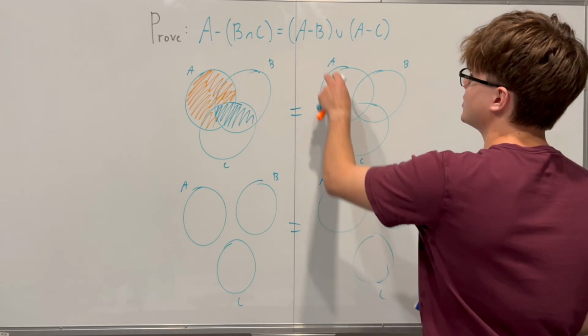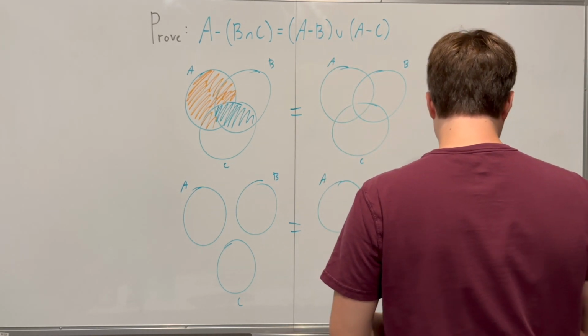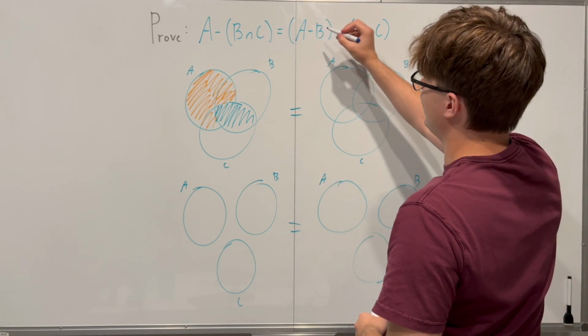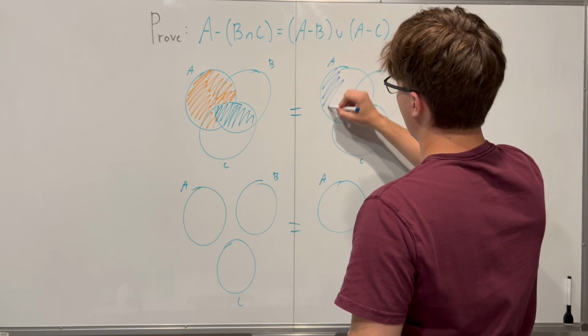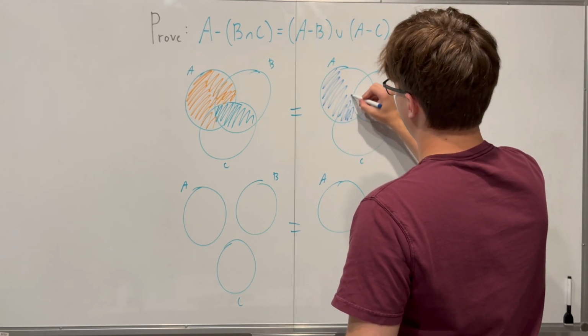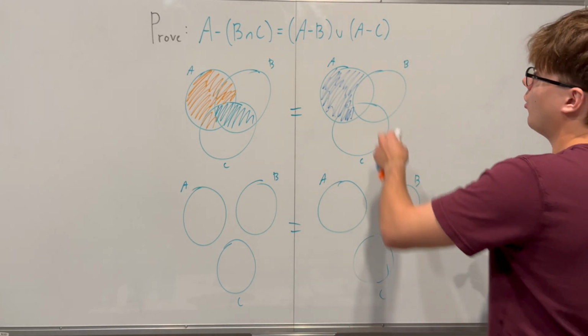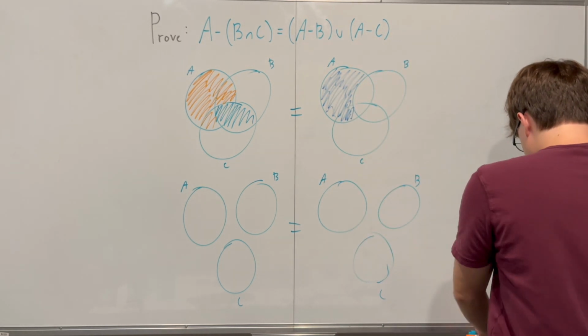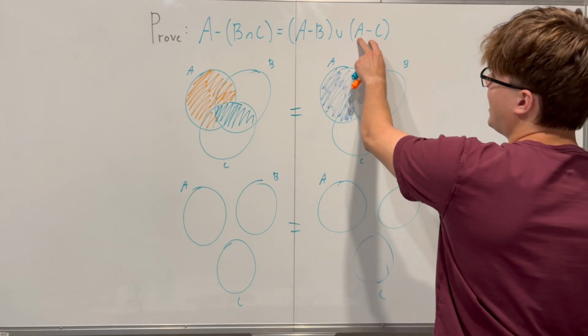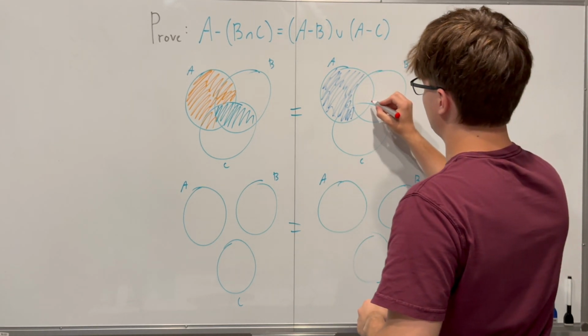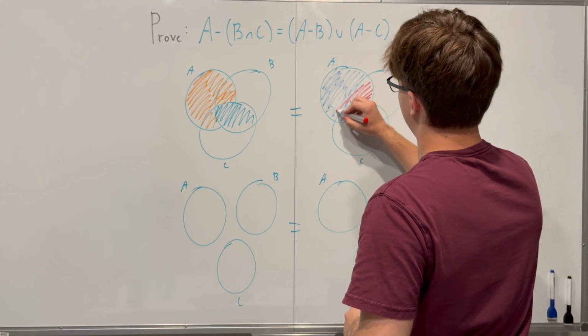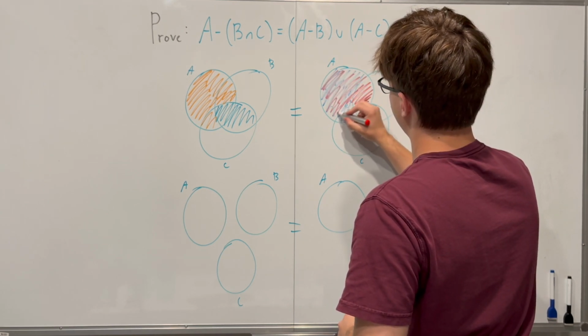If we take our sets A minus B, what is that going to be? Well, that's going to be everything in A that's not in B. So we're going to want to shade all of A that is not going to be in B. Fantastic. What about A minus C? Well, A minus C is similarly going to be everything in A that's not in C. So that's going to include this region right here.